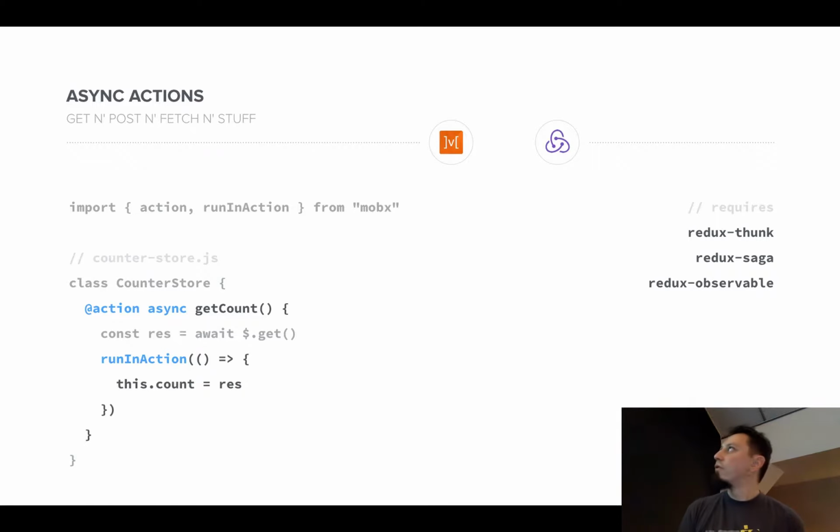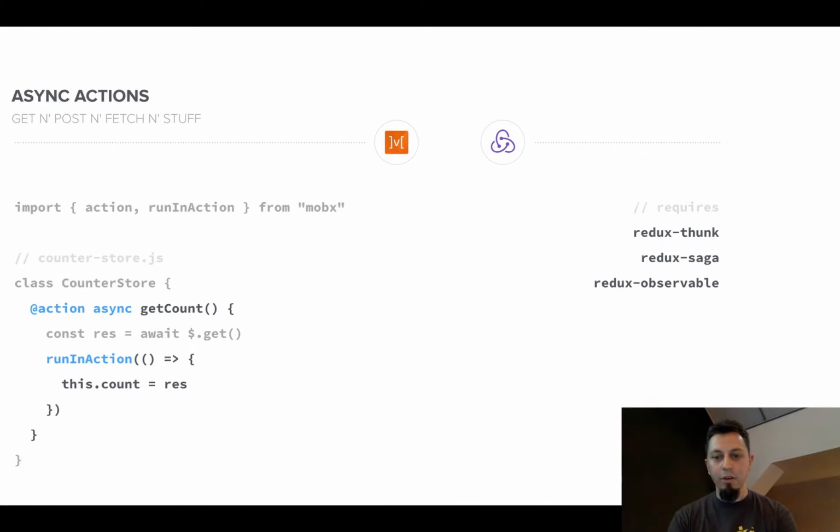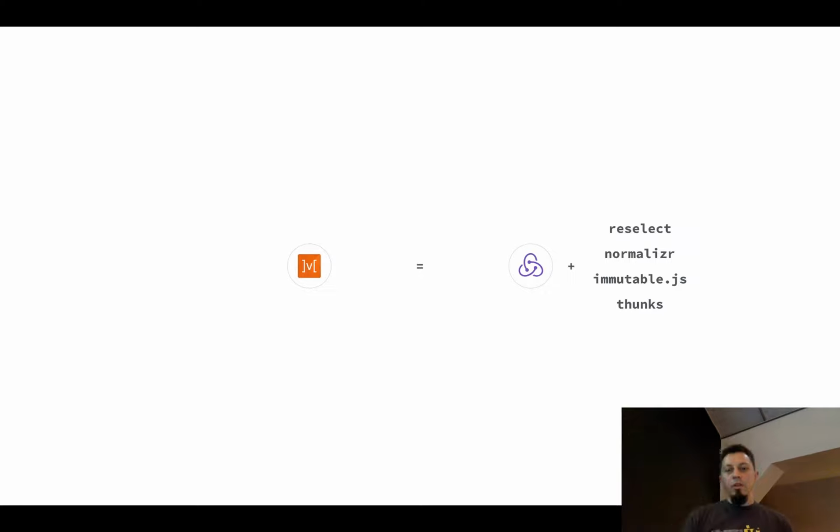In the case of Redux, of course, you are required to use a separate library: Redux Thunk, Redux Saga, or Redux Observable. One of them, it's your call. So feature-wise, MobX equals Redux plus all this kind of stuff: Reselect, Normalizr, Immutable.js, and tons more.